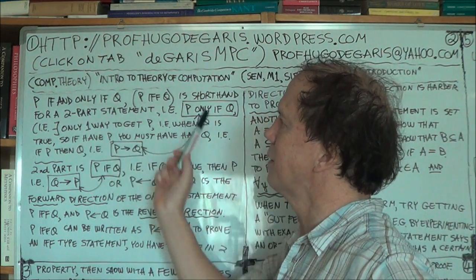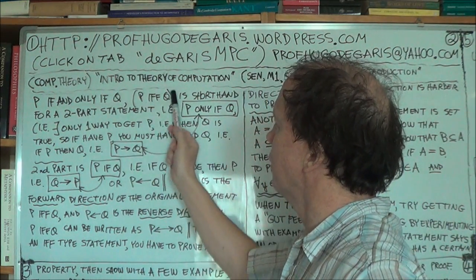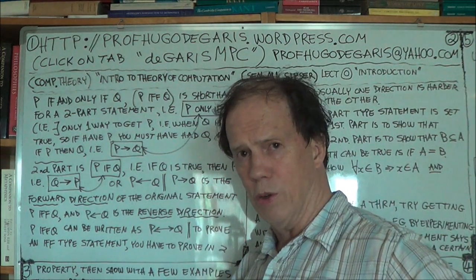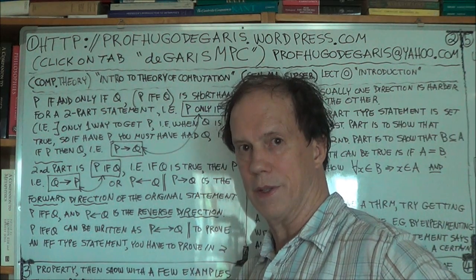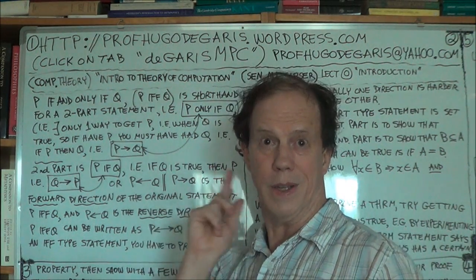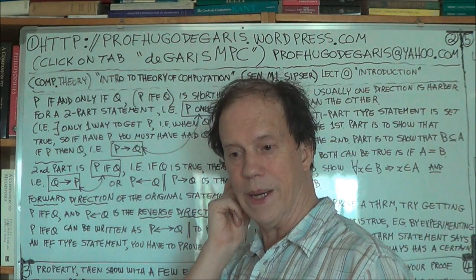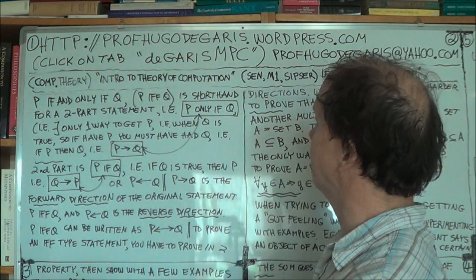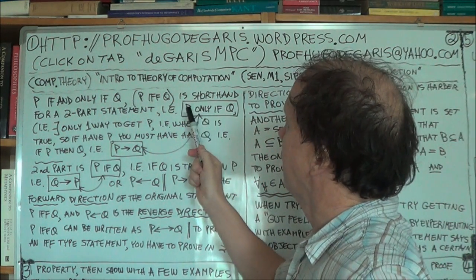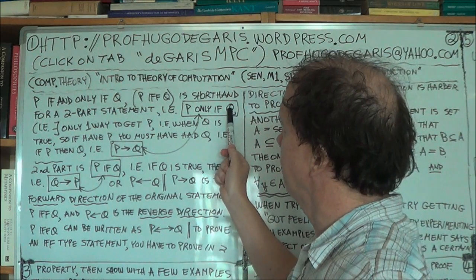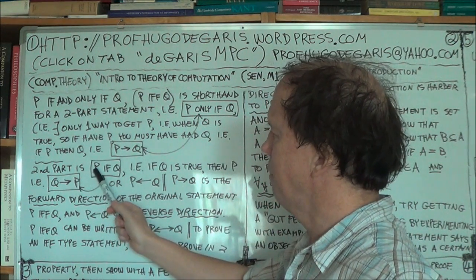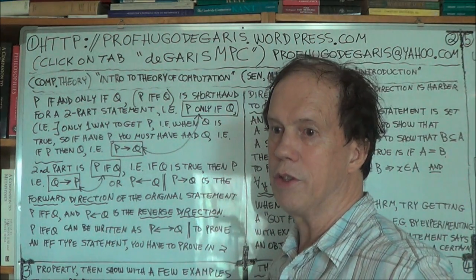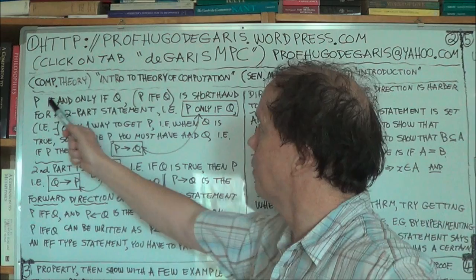If you see something like this, especially of this form, it's shorthand actually for two statements. You have to actually prove two things. It's a two-headed, two-part statement. One part of it is P only if Q, and the other part is P if Q. So there are two parts. Right? So you have to do two proofs to do this.